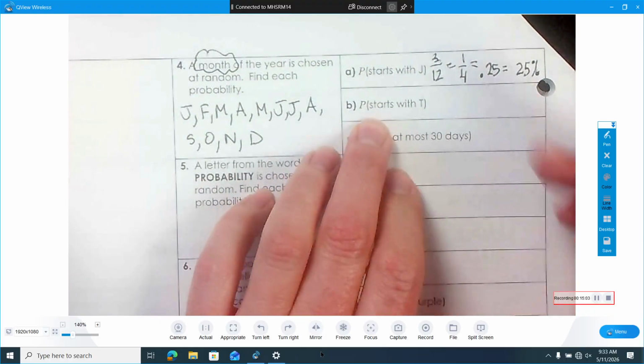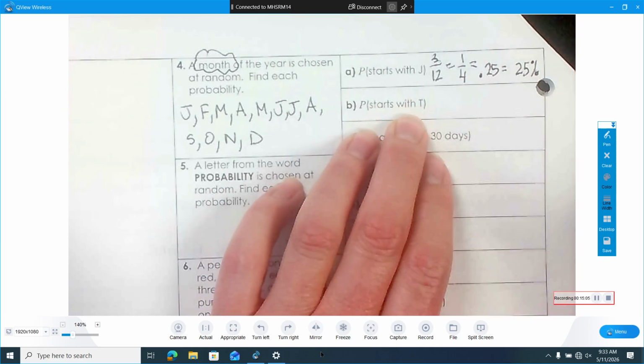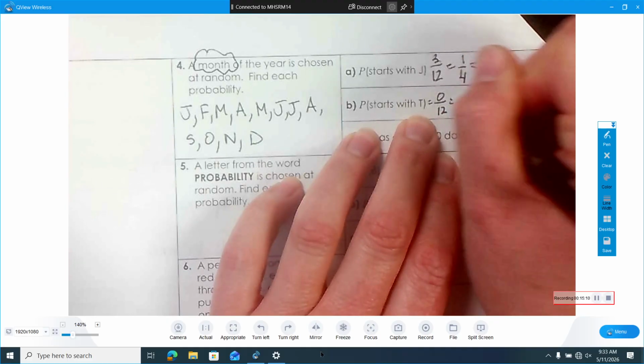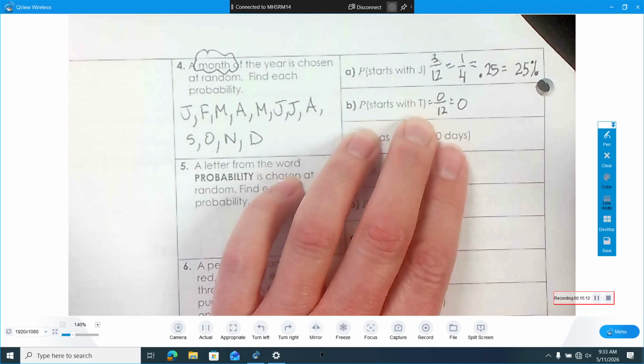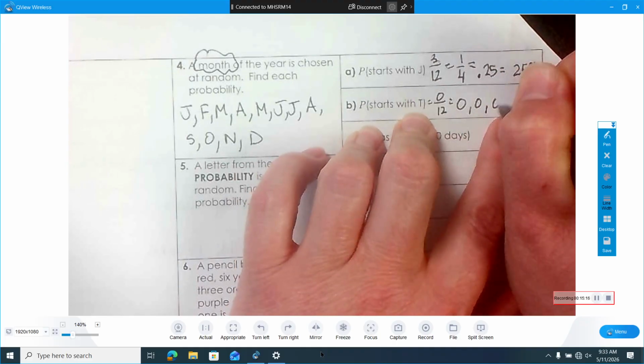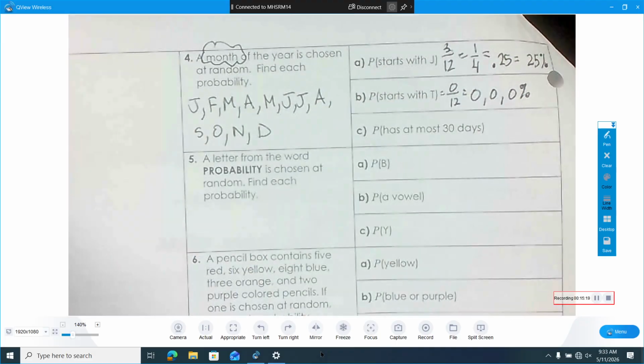What's the probability that a month starts with a T? 0. 0 out of 12 is just 0, which is what decimal? 0. And what percent? 0%. Okay.